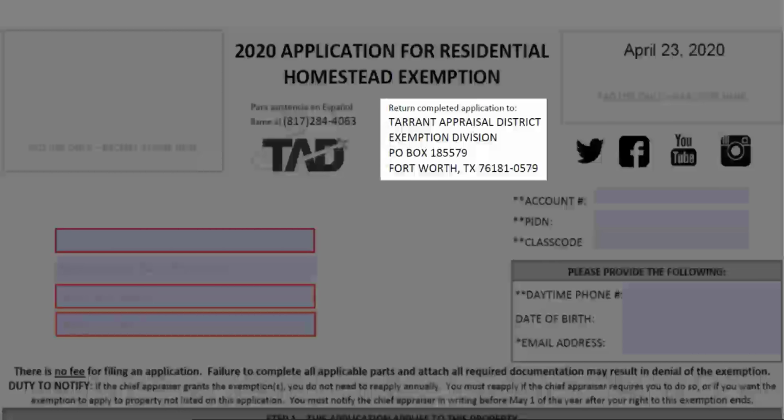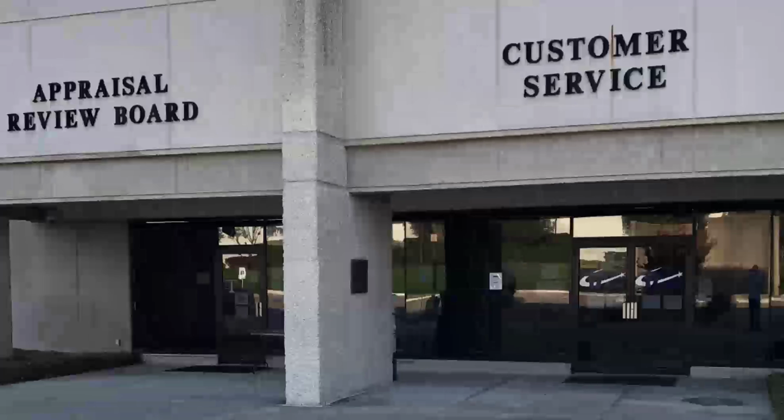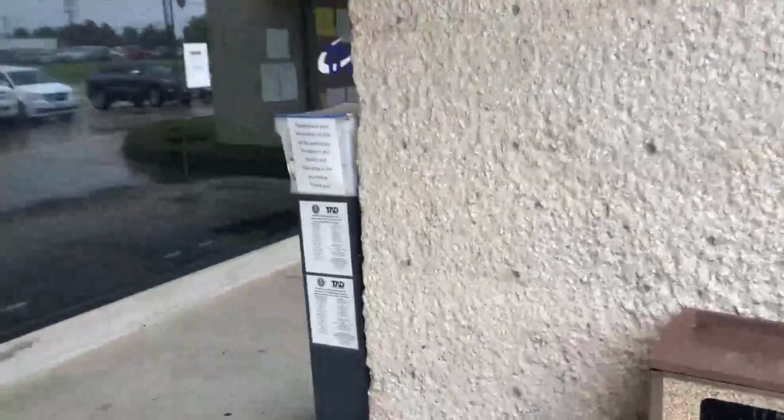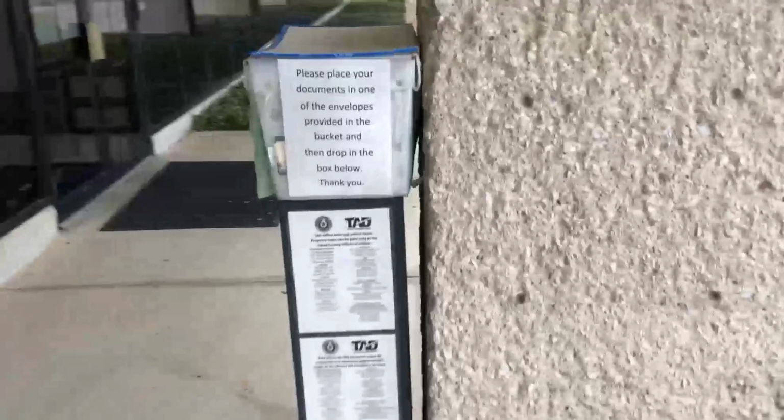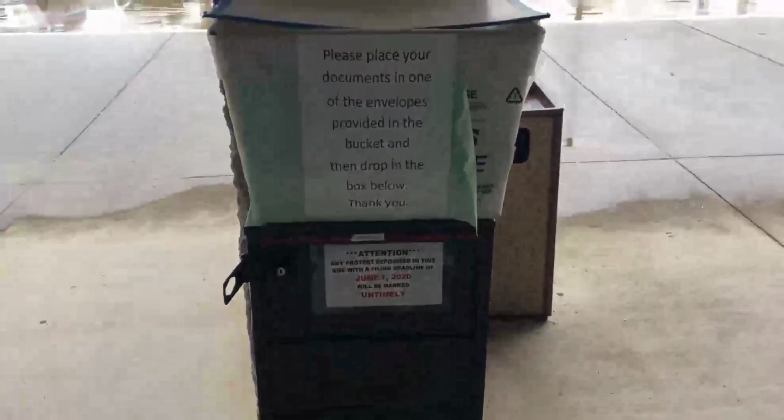You can submit the application either by mailing it to the address provided at the top of the application or by dropping it off at the TAD office. If the lobby is closed, you can place the application in an envelope, then insert it in the drop box just outside of the front doors. Please be aware that applications are not accepted by email, fax, or other forms of electronic submission.